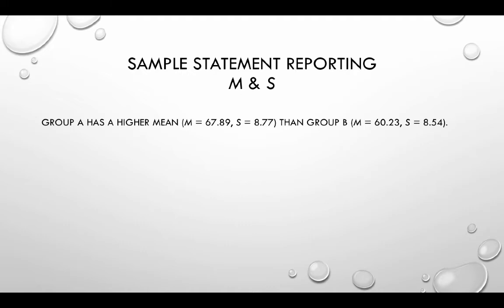So how would you make a statement about means and standard deviation? This is how you would say it. Group A has a higher mean, equals 67.89, with a standard deviation of 8.77, than Group B, which had a mean of 60.23 and a standard deviation of 8.54. I'm not asking you again how to calculate the standard deviation. Mean, yes, you need to know for your exam how to calculate the mean. Standard deviation, I want you to simply know how to use it, how to state it, how to apply it, not how to calculate it.